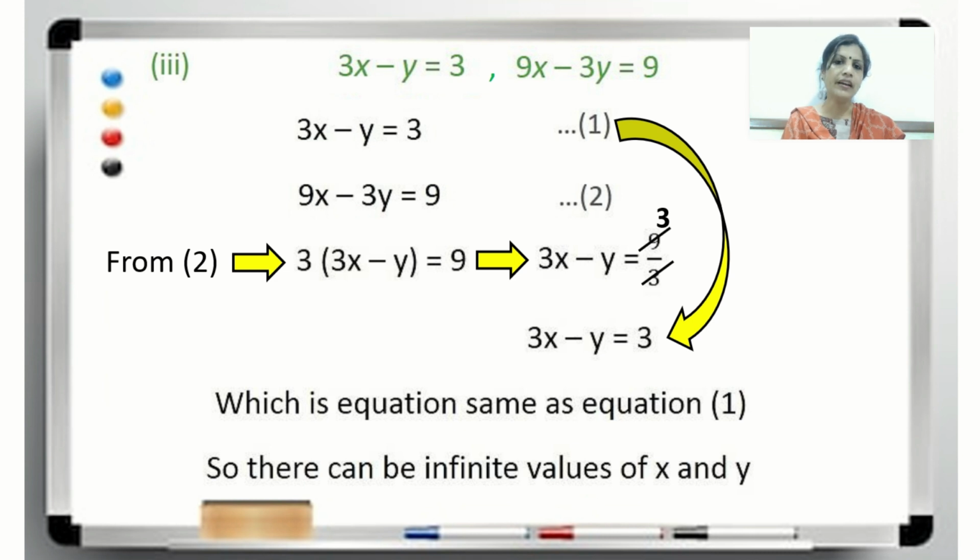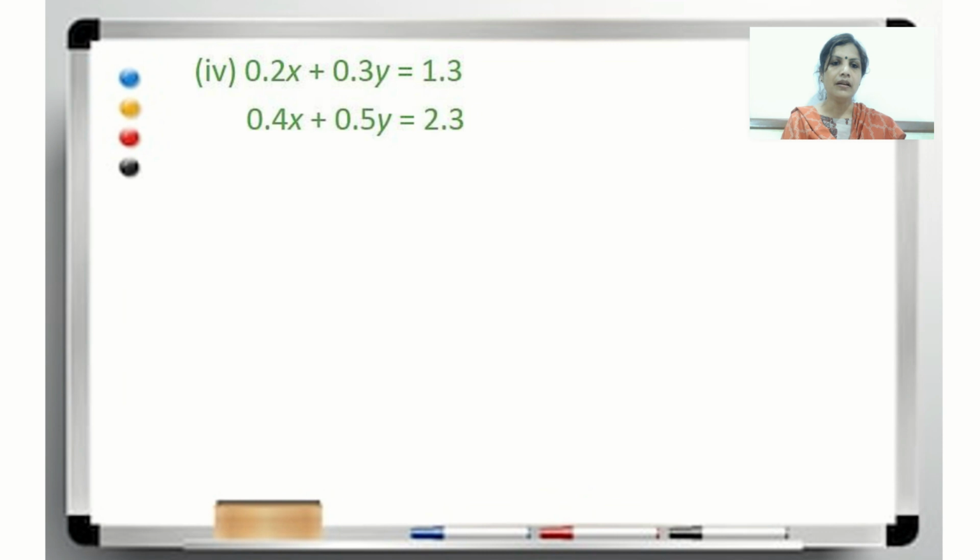Okay, moving ahead. This is the fourth sum and it is a little different because you can see the decimal points involved there. So we will consider 0.2x plus 0.3y is equal to 1.3 as our first equation and 0.4x plus 0.5y is equal to 2.3 as our second equation. Now, when you see decimal points, it's always advisable to convert the decimal numbers into fractions, which will make your sum easy.